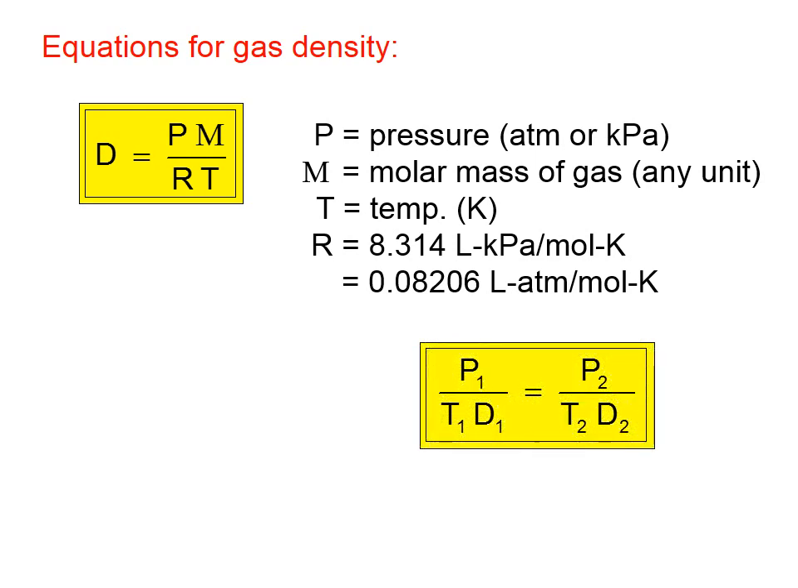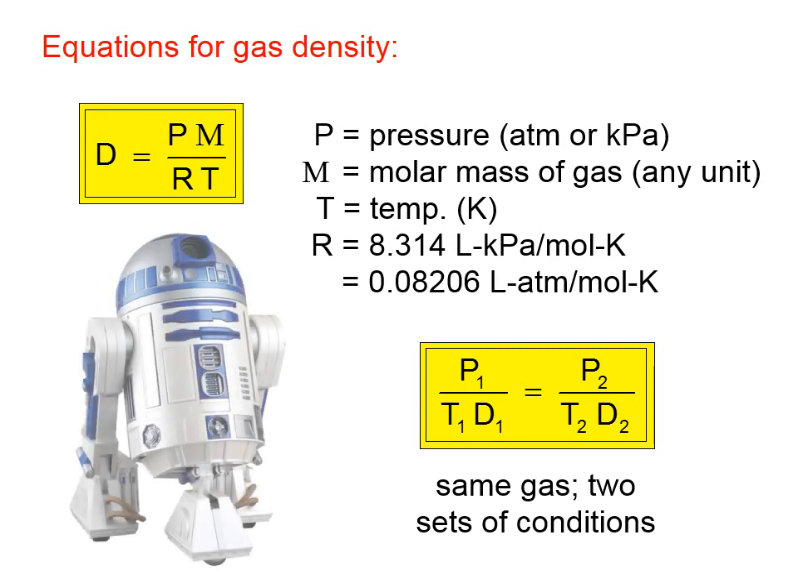Here's another equation for gas density, very similar to the combined gas law. This is what happens to the density of a gas when you change the temperature or change the pressure. This is for when you have the same gas under two sets of conditions, a set of initial conditions and a set of final conditions. And this equation is just kind of fun to say. P1 over T1D1 is equal to P2 over T2D2, which kind of reminds us of Star Wars.